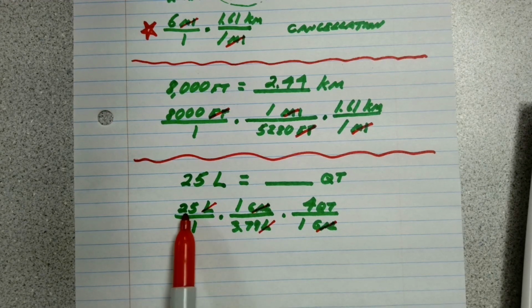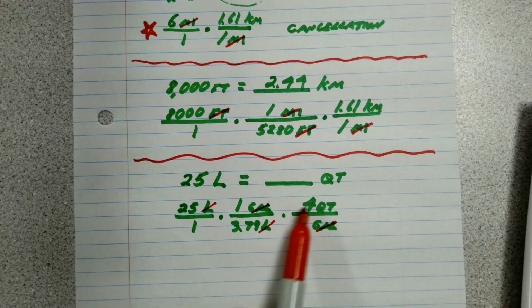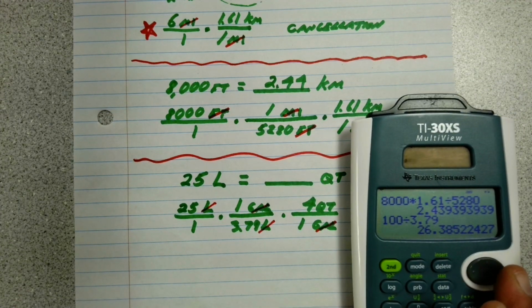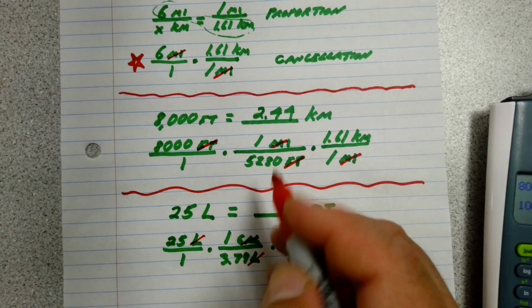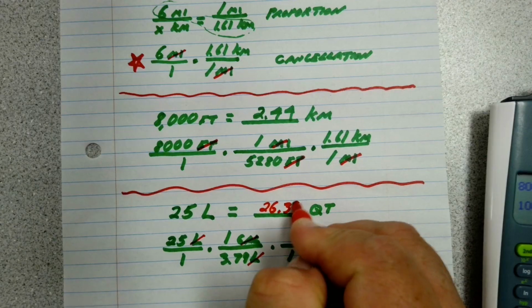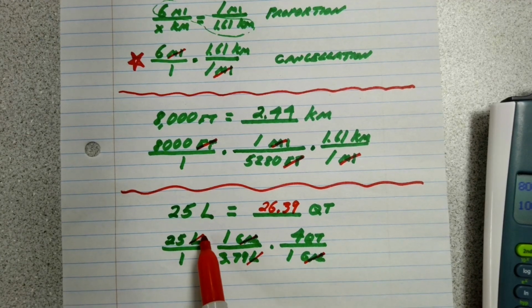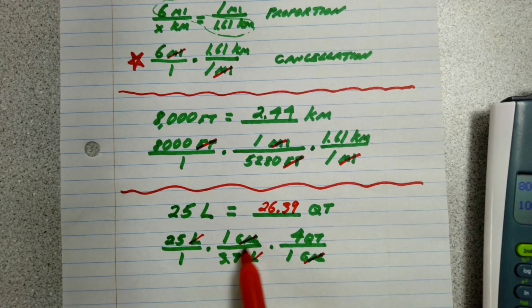So, 25 times 4, divided by 3.79, gives me an answer. Let's see if I can round. 26 and 39 hundredths. How'd you do? Not bad. It is the idea of multiplying where you can cancel out units.